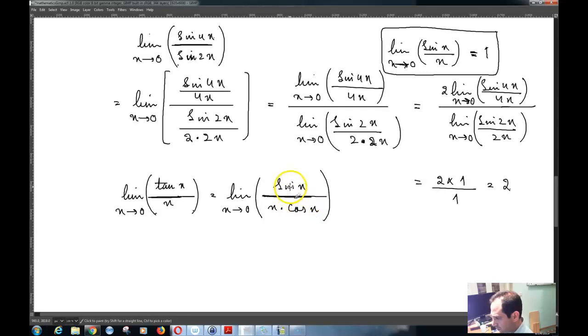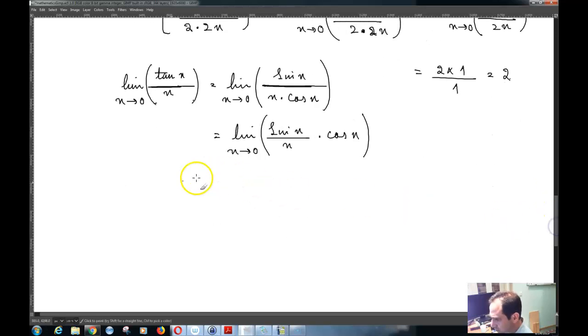Now you can write this as the limit of sine x over x, with this over here, times cos x as x tends to 0. And then you can write this as the limit of sine x over x as x tends to 0. Now the problem occurs when you have this x in the denominator and your x tends to 0, and so that makes taking the limit a little bit difficult.